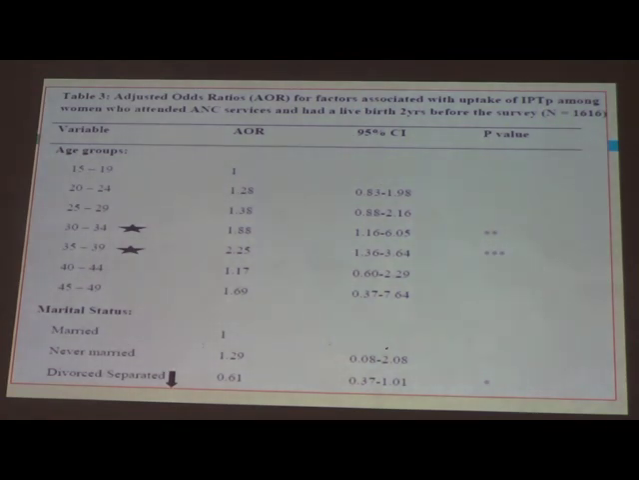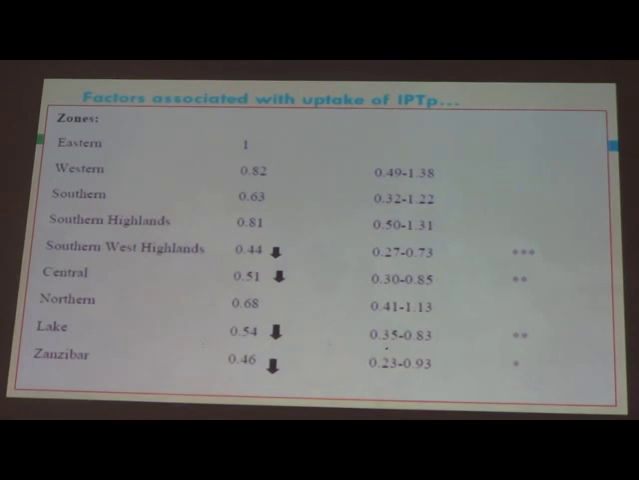When we constructed the model, to look at the adjusted odds ratios for the factors associated with the uptake of IPTP among these women, we saw that, for example, in terms of age, there was a significant association whereby compared with the youngest mothers, those aged 30 to 35 had higher odds of taking the recommended dosage. And if you compare married women with separated women, the married are more likely to take the recommended dosage. And also there is variation between zones.